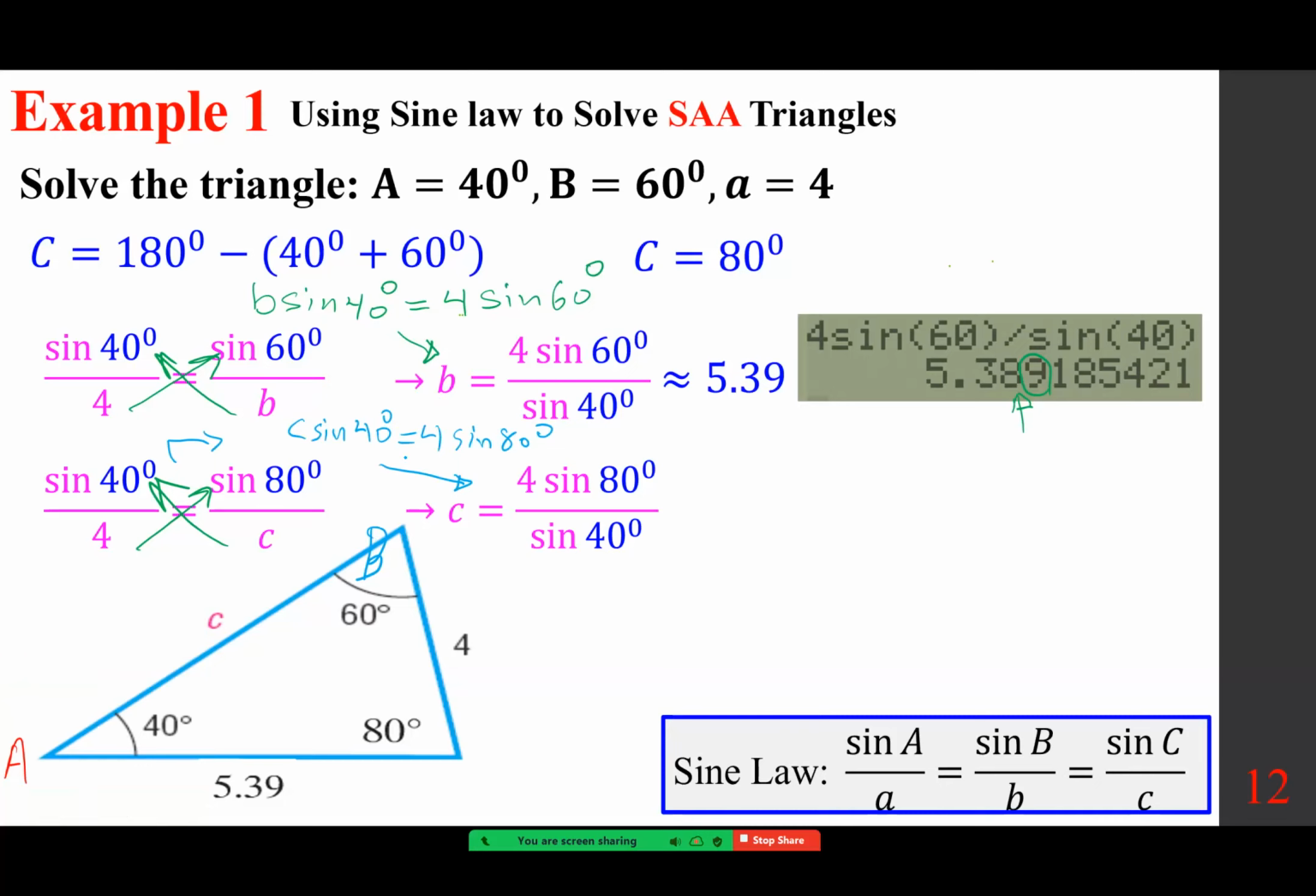Again, we're going to use a calculator. Same way I showed you here. And then we go with the approximation. We get 6.13. And so now we have this one as 6.13. And we have solved the first case, side angle. So two angles are given.